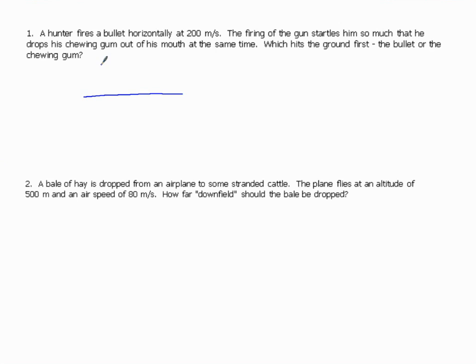So we're going to say that this is the chewing gum, and we know that if you drop chewing gum, it's going to fall straight down. And here is the bullet. It's going to be fired horizontally at 200 meters per second. So the bullet begins by traveling directly horizontal, but immediately gravity starts to pull it down, and so it follows this curved path towards the ground. So which one hit the ground first?